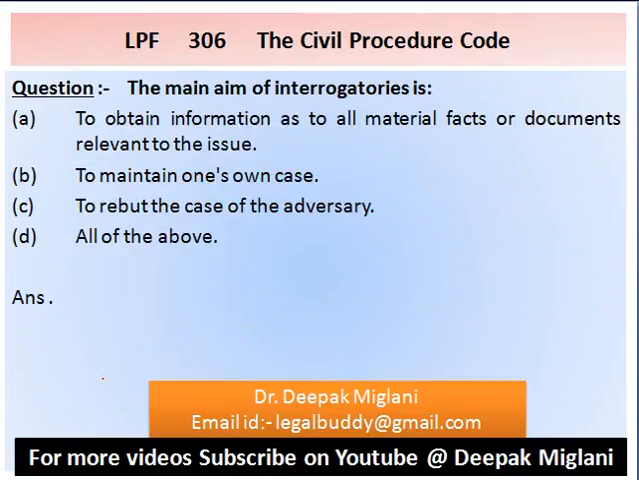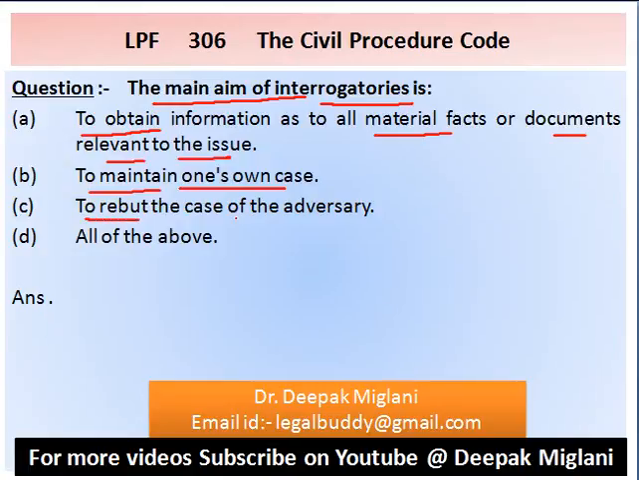Question number 306. The main aim of the interrogatories is option A, to obtain information as to all material facts or documents relevant to the issue. Option B, to maintain one's own case. Option C, to rebut the case of the adversary. Option D, all of the above.